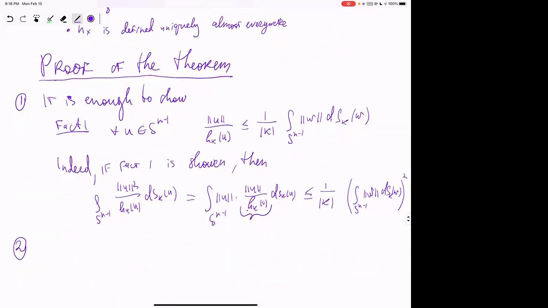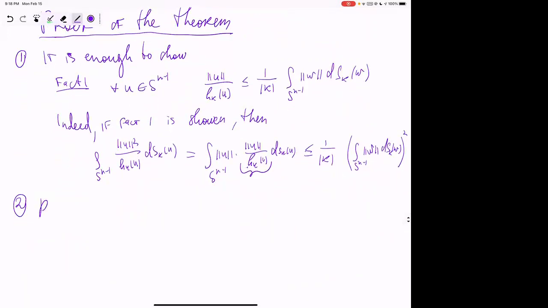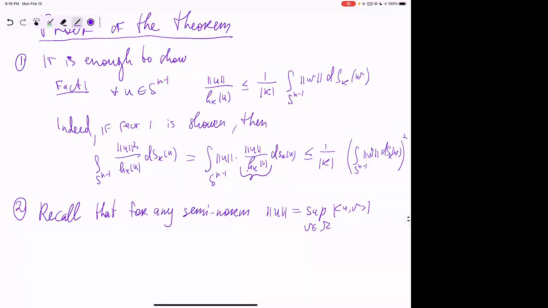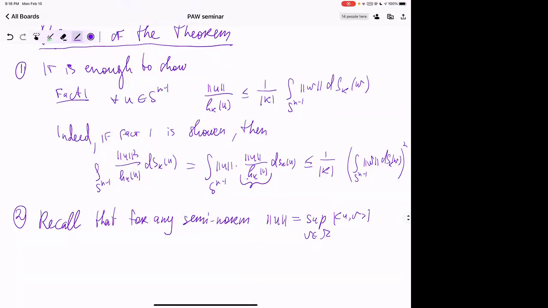Now, the next reduction. What is a semi-norm? We're going to get rid of the semi-norm immediately. Recall that for any semi-norm, we can write the semi-norm of u as a supremum over all v in some set of the absolute value of the inner product of u and v. This is just the definition of a semi-norm, pretty much. It's a dual representation. In the case of a norm, you call it a dual norm, I guess. In the case of a semi-norm, there is also some set where you can write it like this. Do you agree?